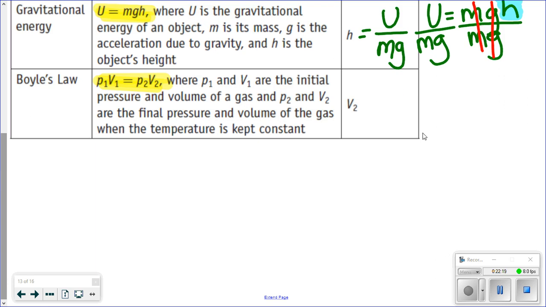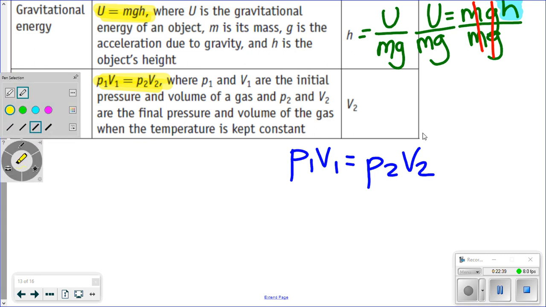Okay, our very last one. P1 V1 equals P2 V2, or P sub 1 V sub 1 equals P sub 2 V sub 2. It's pressure and volume. We are solving for V2.